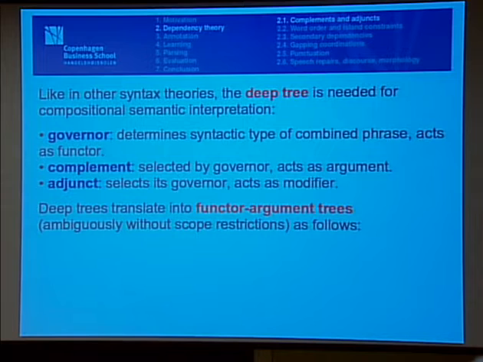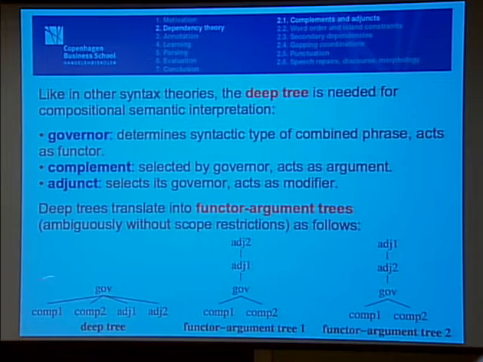And if we don't have any scope restrictions, the translation is going to be ambiguous as follows. So we have a deep tree down here with a governor, and we have a number of complements and adjuncts. The complements are going to be the arguments of the governor, which is a functor. And then we apply the adjuncts as modifiers to the governor.